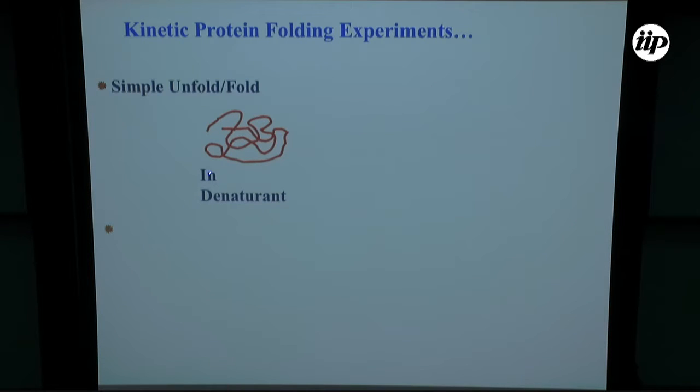So you can do something simple like this, in which you unfold or fold. A protein can be in denaturant, so you can put the protein in, I don't know, 5 molar urea, for instance, and then you do a rapid dilution. Now there is less urea, and then the protein will eventually become more folded. And of course, this is an equilibrium process, but the rate of the process, as I say, will be the sum of these two rate constants in principle. Okay, so that's the simplest possible experiment.